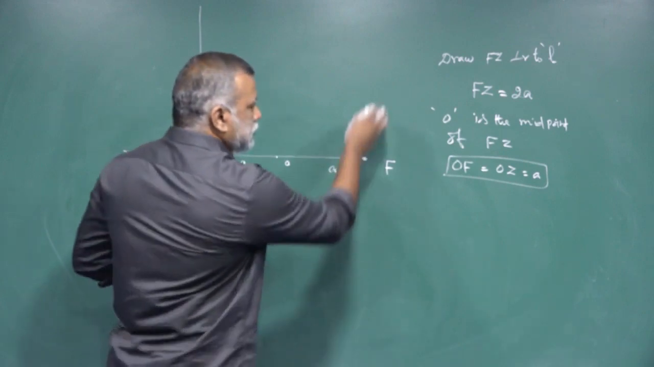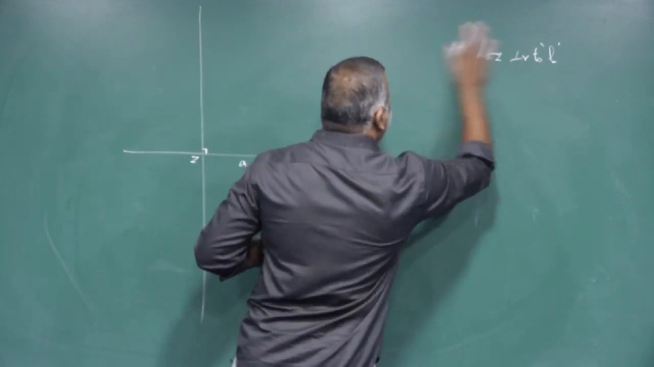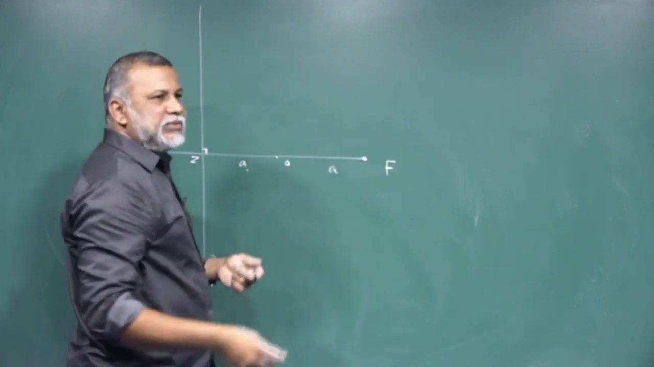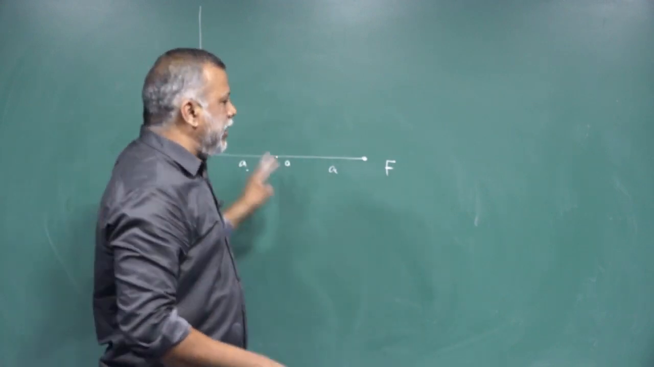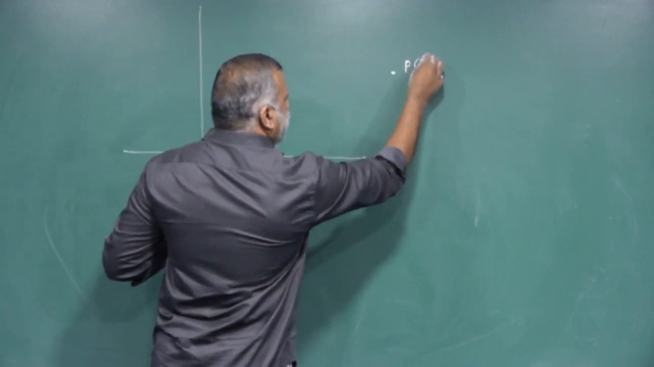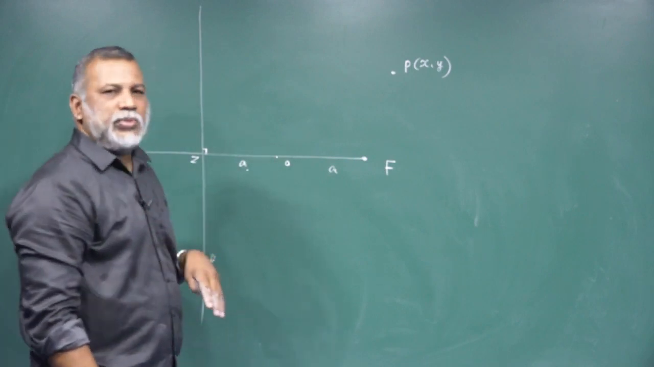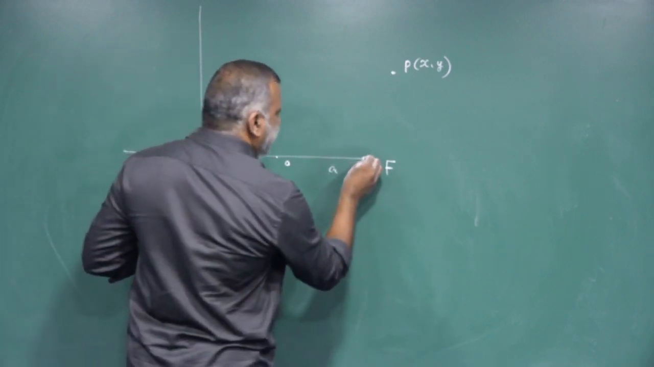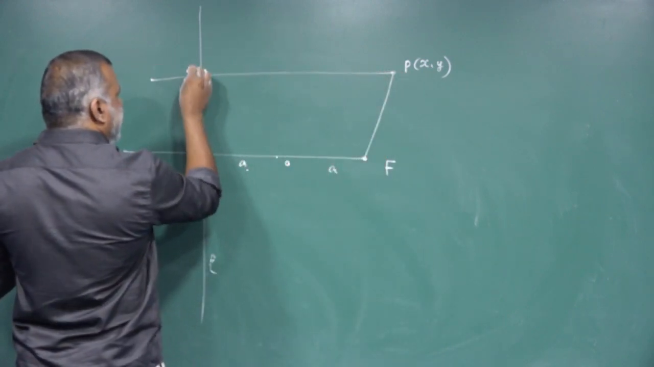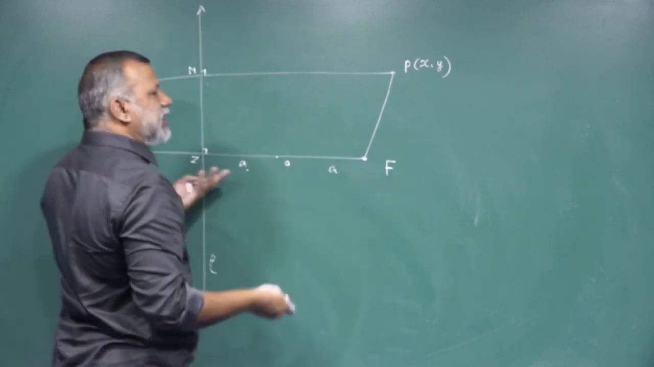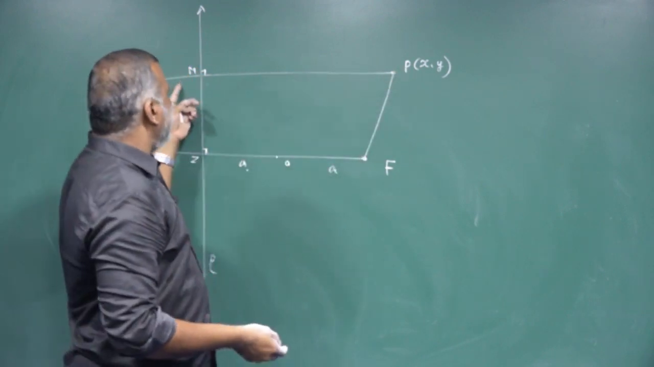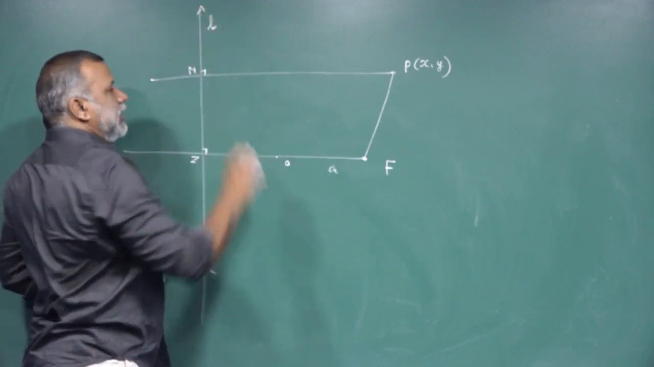Now I am going to plot the point P. Initially I am saying P of x comma y be any point on this plane. Now join FP. Draw PM perpendicular to the directrix. As per definition we need PM and FP. So I join FP and draw PM perpendicular to this directrix L.